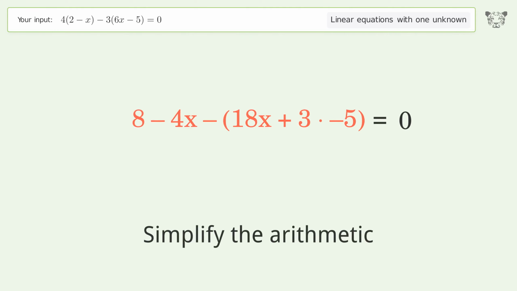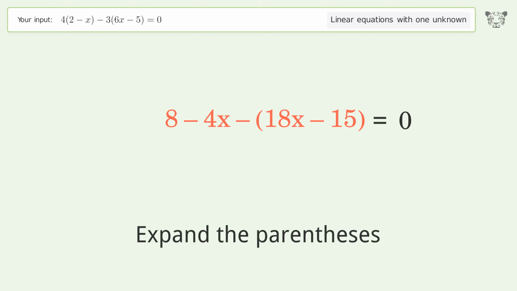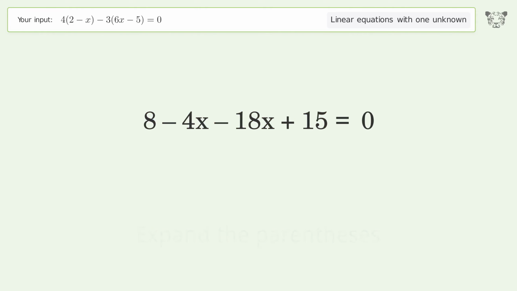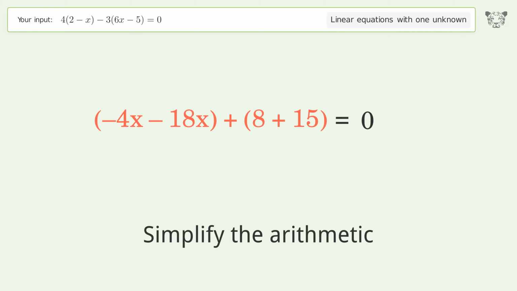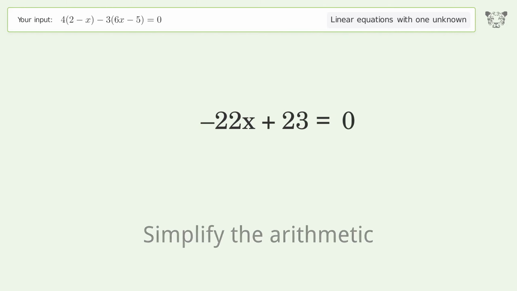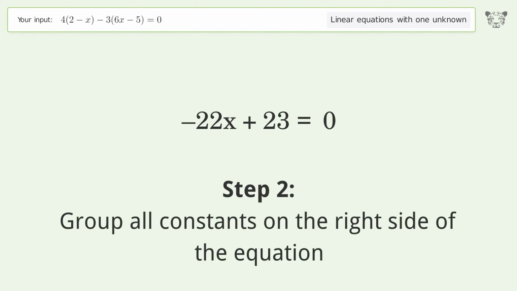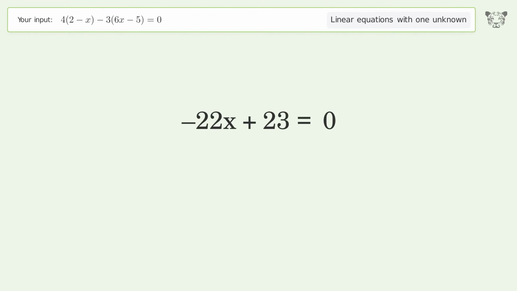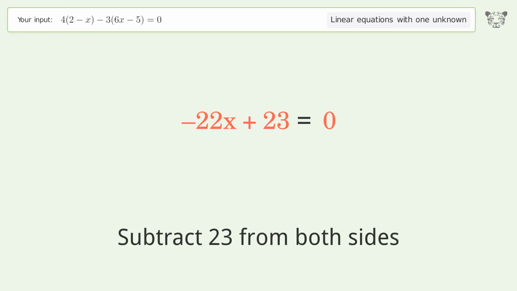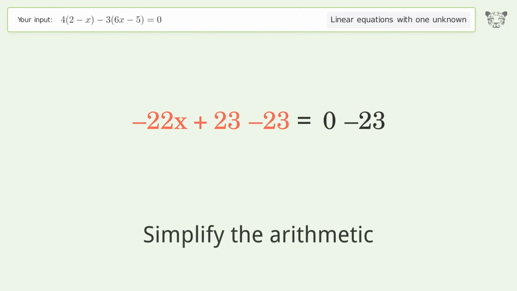Simplify the arithmetic. Expand the parentheses. Group like terms. Simplify the arithmetic. Group all constants on the right side of the equation. Subtract 23 from both sides. Simplify the arithmetic.